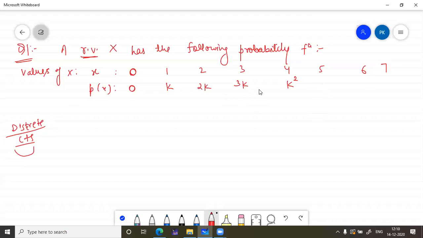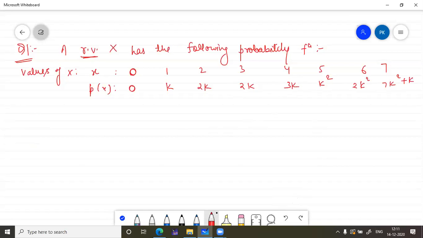The probabilities are: k, 2k, 3k, k square. This is again 2k. And this is 2k, 3k square, k square, 2k, 3k. k square, 2k square, 7k square plus k.